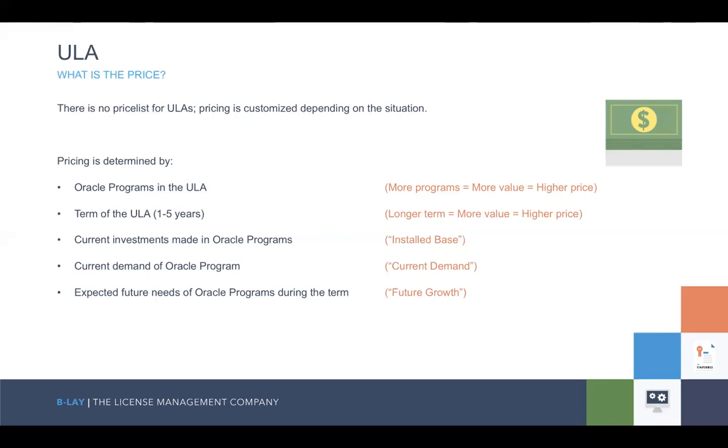And based upon that, I've seen ULAs for smaller customers of, let's say, 500k euros, but I've also seen ULAs of customers paying 80 million euros and everything in between. So the size of the company, the real number of programs in the ULA, the term of the ULA, your historical purchasing behavior, and your future outlook, all those parameters determine the price that you are paying for a ULA.